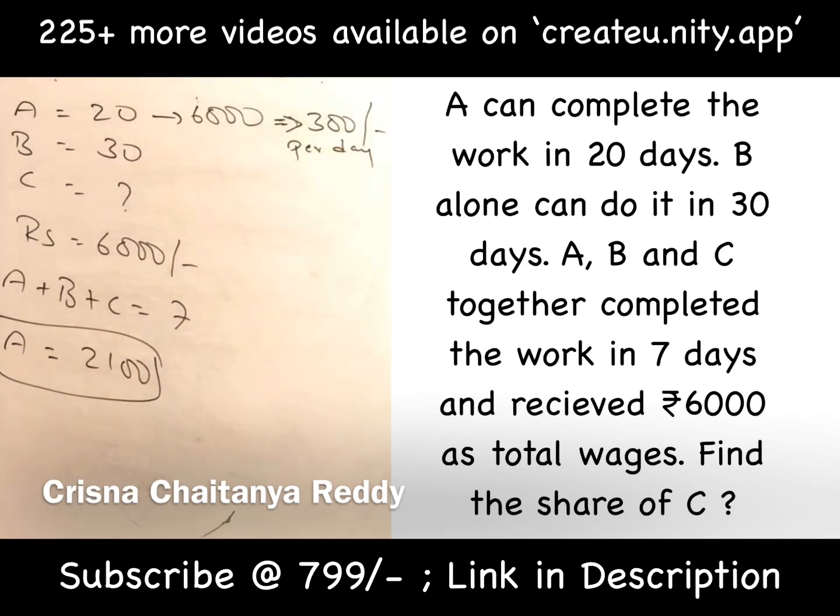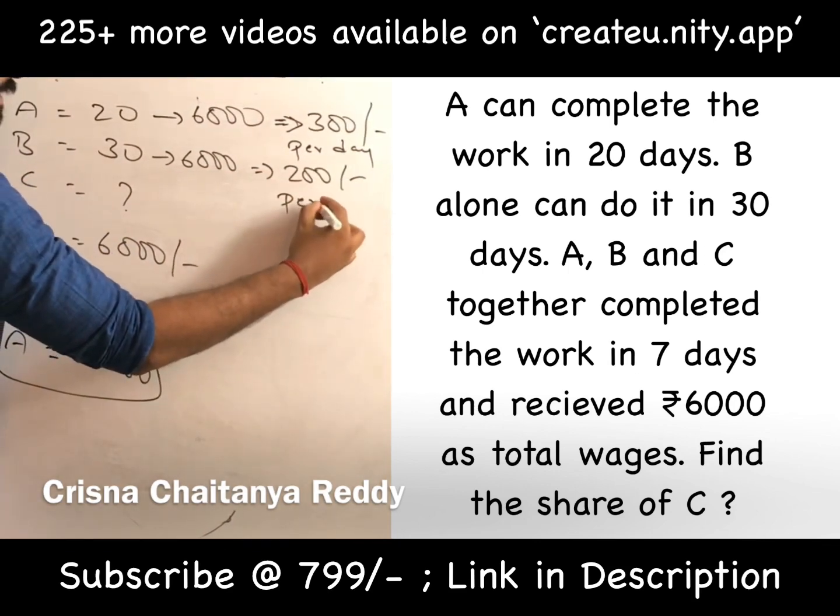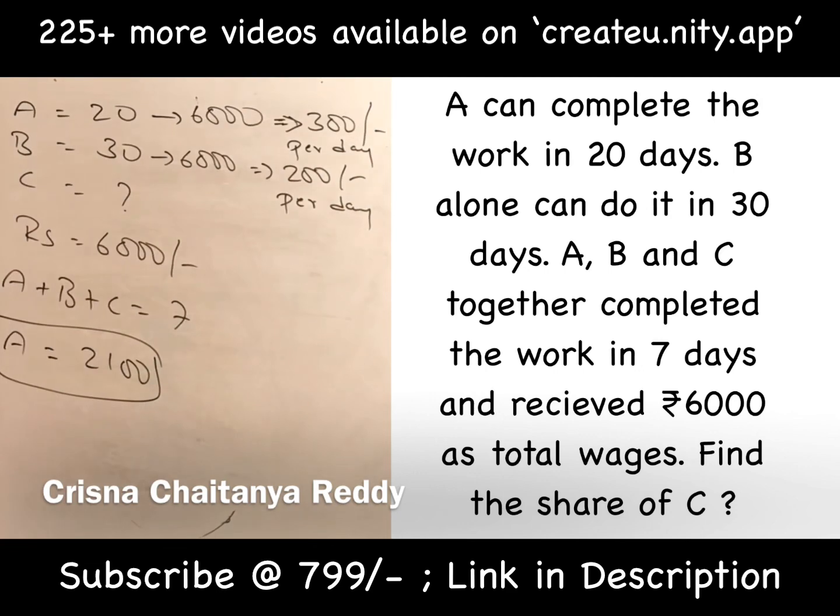Forget about A's share. A's share is not asked. Forget about it. If B alone works, in 30 days he will be receiving 6,000 rupees. In 30 days, 6,000 rupees, that implies 200 rupees per day. If B is receiving 200 rupees per day, then B is also working for 7 days. B's share is 1,400 rupees.